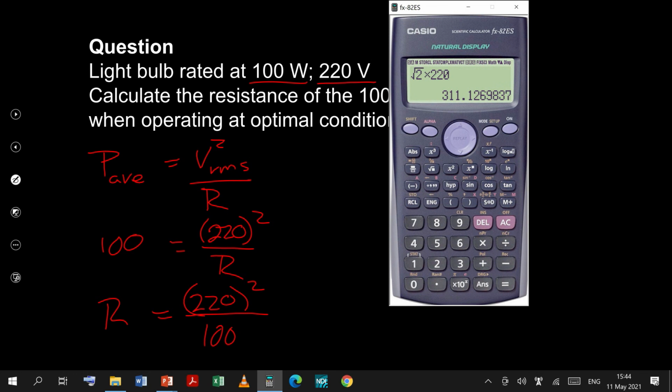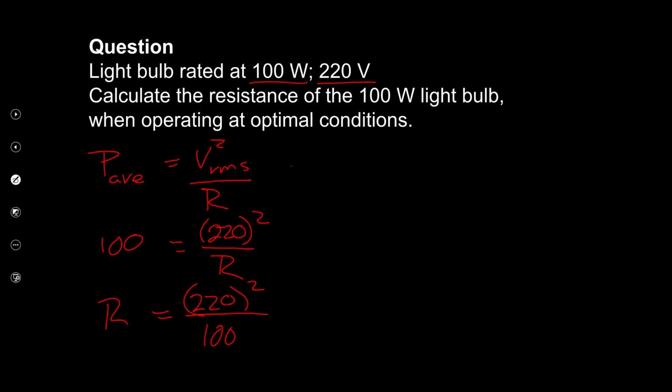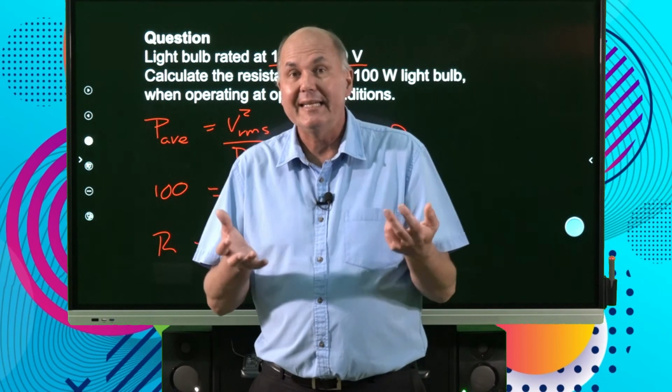There we go. We're going to say 220 squared, so let's square it, divided by 100, and that will equal 484. So the resistance of this bulb is 484 ohms. And that makes a lot of sense. It needs to be quite a high resistance because it's converting electrical energy into light and heat.